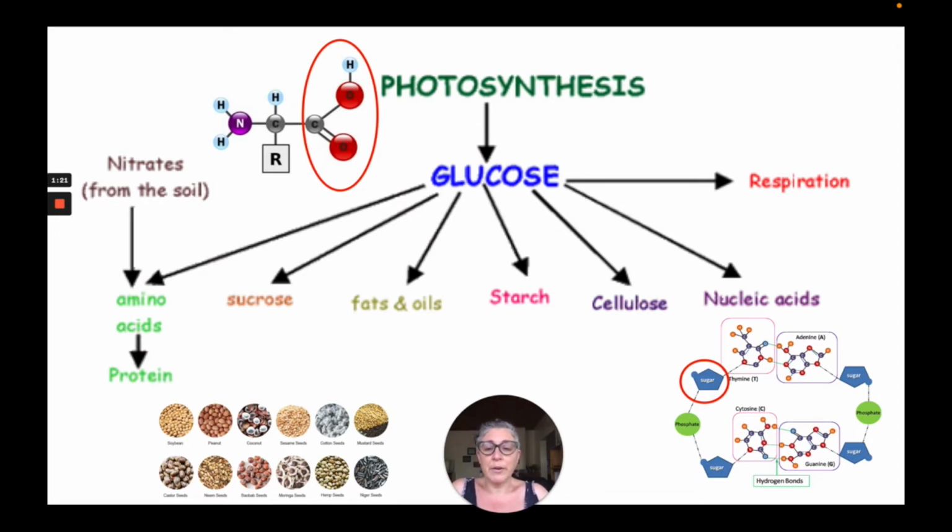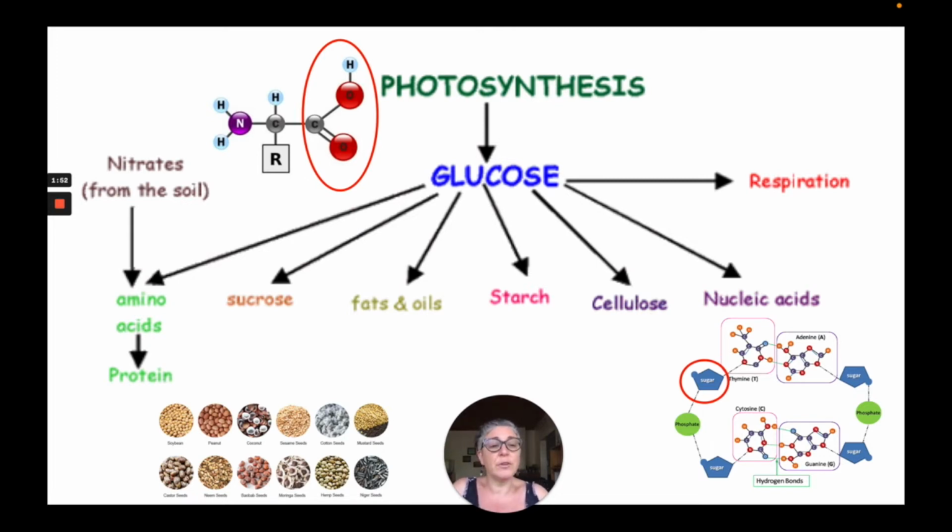Now, the diagram on the bottom that has the different seeds and nuts, that is how plants are going to use glucose in the form of fats and oils. So it's the seeds and the nuts that contain the fat and oil molecules in plants. And since both carbohydrates and fats contain carbon, hydrogen, and oxygen, it's easy to convert one to the other.